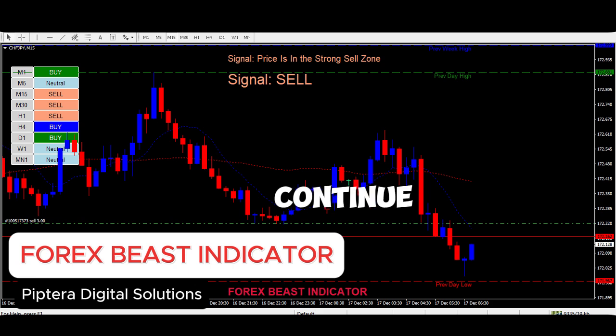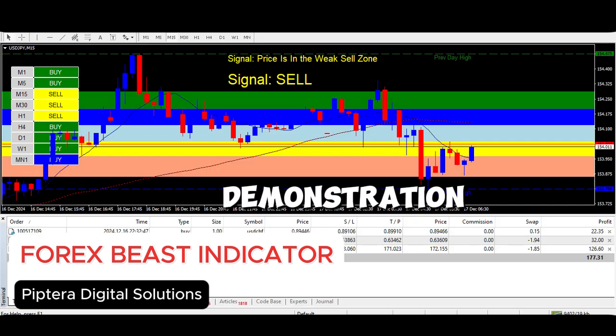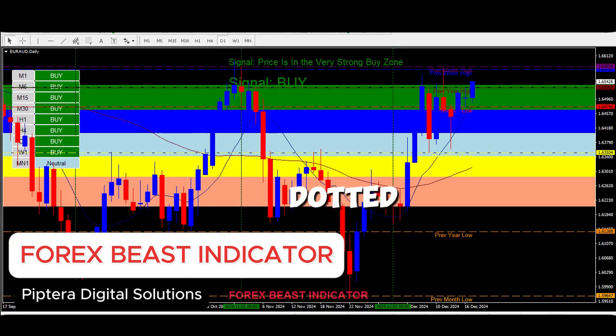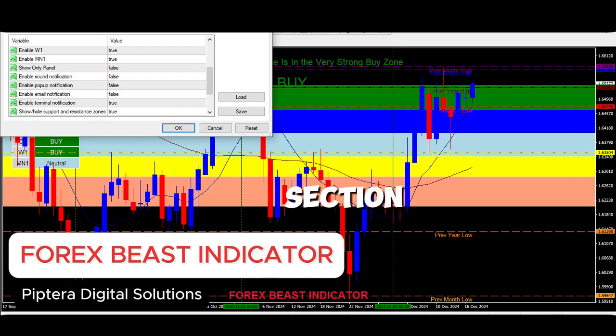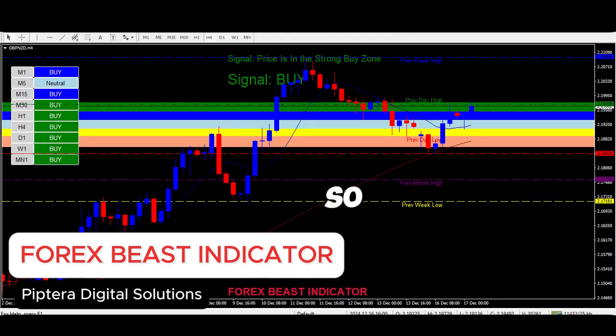Okay, let's continue with the indicator demonstration. This indicator has dotted vertical green lines which are monthly period separators to help us know the beginning and the end of each month. In the input section, you have multiple options to enable and disable some features of the tool per your preference. Just go ahead and have fun with the input section while enabling and disabling some features you don't need often. So, how do you make good trades with this tool?